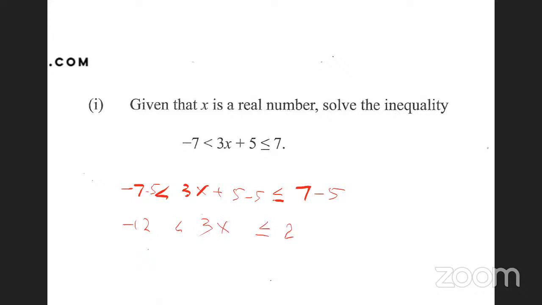Are you okay there? What's the next step? We're trying to make x the subject, right? So what do I do with the 3x here? Divide by 3, divide by 3, divide by 3. So we'll be left with -4 is less than x is less than or equal to 2/3.